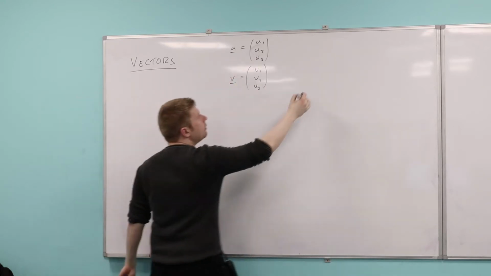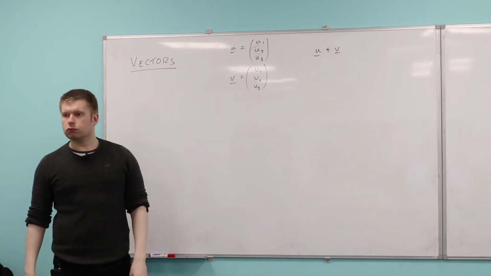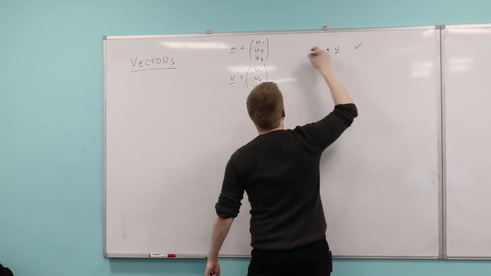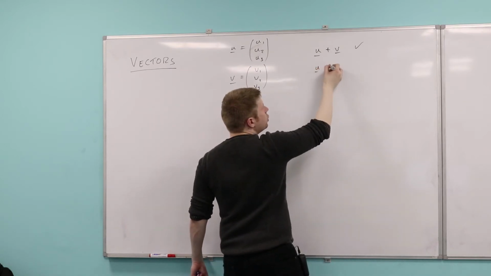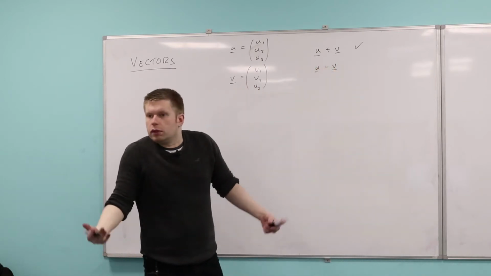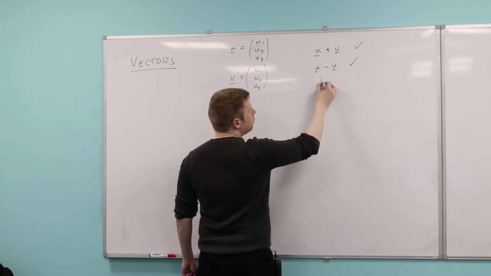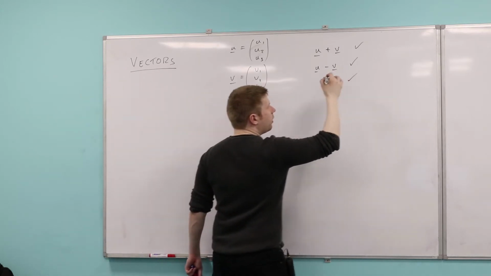Are you happy with how to do u plus v? So can you add two vectors together? Yeah, we did that, right? You just simply add corresponding components together, okay? Can you do u minus v? Yeah, you just simply subtract those two vectors. Can you do funky things like multiplying u by some number? Sure. Yeah, absolutely, we've done that.